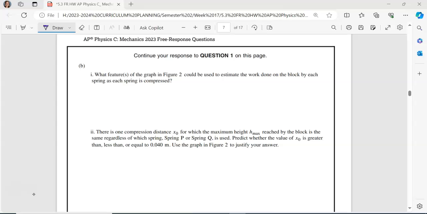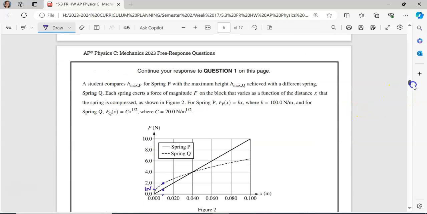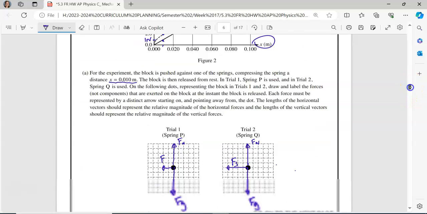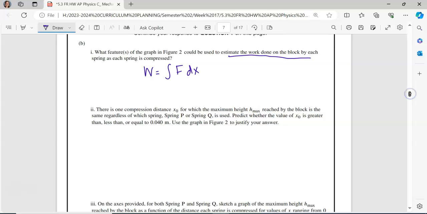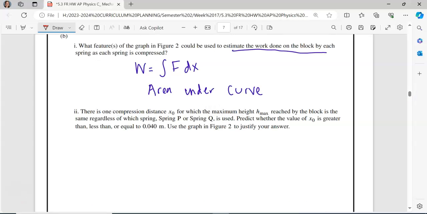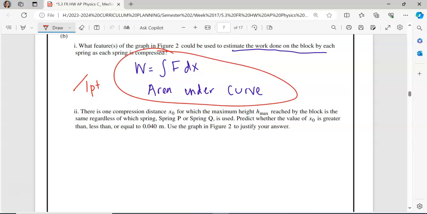Okay, so for part I, what could be used to estimate the work done on each block? Well, we know work is going to be the integral of F dx, and in the graph above, we are given force and position. So we will just need to find the integral of that graph, or the area under the curve. And this one is worth 1 point from College Board for correctly answering.